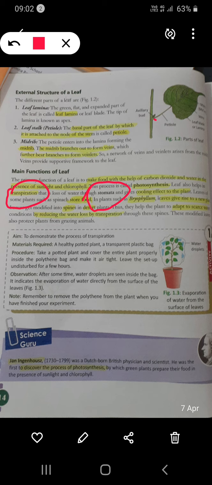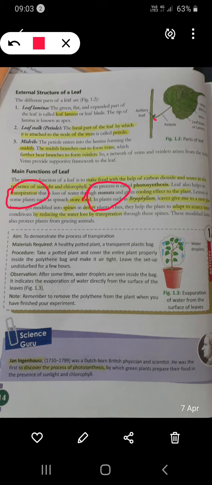Okay, and when it loses some water, it becomes cool. As our body cools through sweating, when we sweat, our body becomes cool. In a similar way, when plants do transpiration, their body becomes cool. And we can also see transpiration in the early morning. In the early morning there will be some water droplets on the surface of the leaf.